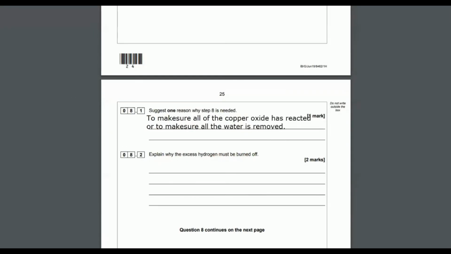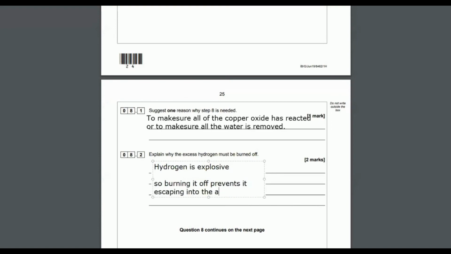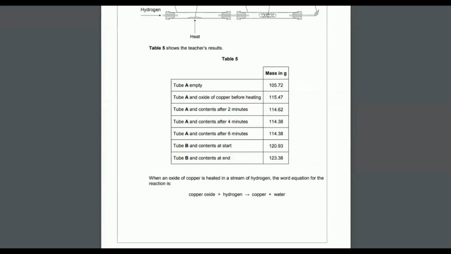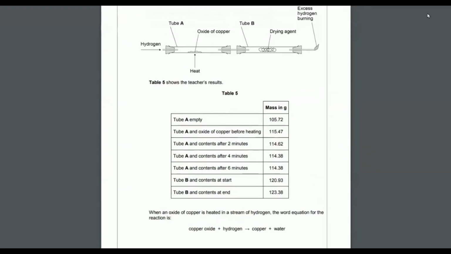Explain why the excess of hydrogen must be burnt off. Why do we need to get rid of hydrogen? Well, hydrogen's a gas, and you might know from the squeaky pop test, it's an explosive gas. So burning it off prevents it escaping into the air, where hydrogen's flammable and could gather somewhere in the room and cause an explosion. Pretty unlikely in a lab, but there we go. Right, let's move on to 8.3.